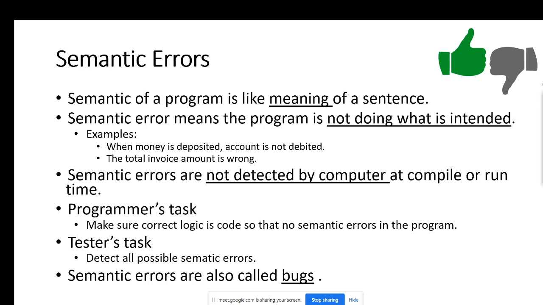Either the programmer has to detect those, or the testers or QA engineers have to detect them, because the compiler or whatever is not going to detect those kinds of errors, right? So things like, say, by mistake, rather than adding something, you subtract it, that kind of error is called a semantic error. Okay, right.